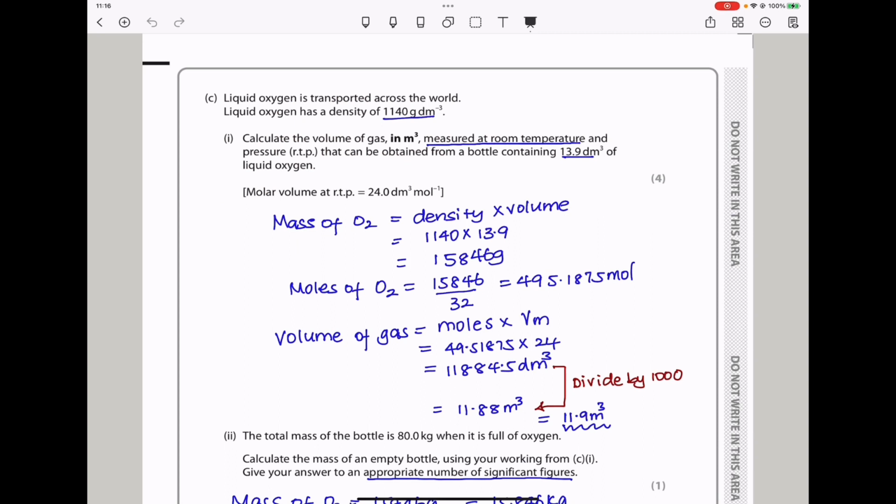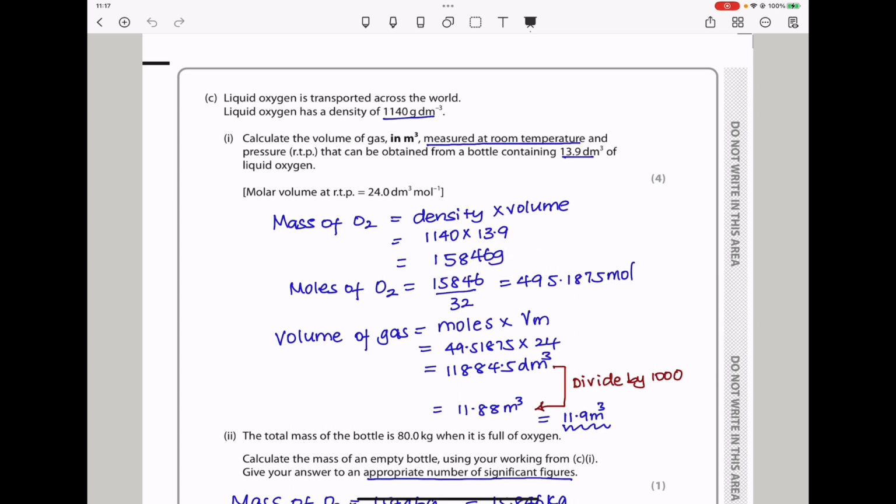In part C, liquid oxygen is transported across the world. Liquid oxygen has a density of 1140 gram per decimeter cubed. Calculate the volume of gas in meters cubed measured at room temperature and pressure that can be obtained from a bottle containing 13.9 decimeters cubed of liquid oxygen. So they've given us the molar gas volume, which is that. From the information given, the mass of oxygen is going to be density times volume. We know the density is 1140 times 13.9. So the mass is 15846 grams.